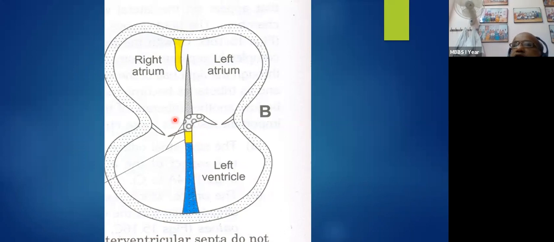Okay, students, now we have studied about the development of interventricular septum and formation of the ventricles. So see this small video. Remaining things we will see in the next class.